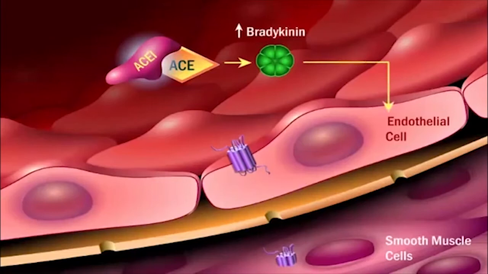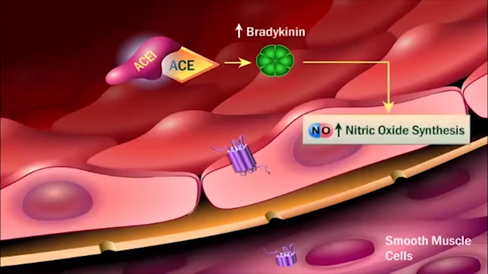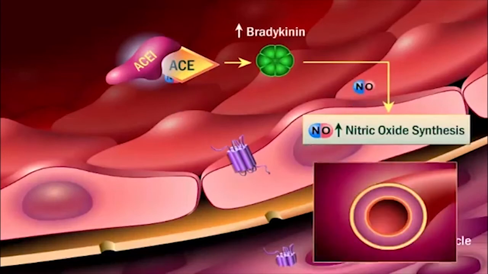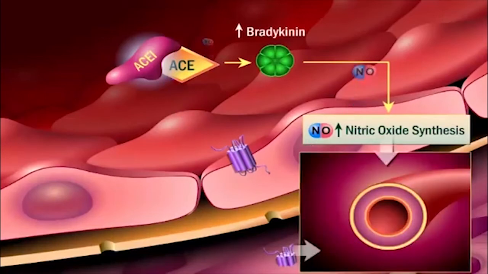Additionally, ACE catalyzes the degradation of bradykinin in the kallikrein system. When a patient is given ACE inhibitors, it will inhibit the degradation of bradykinin, causing further dilation of blood vessels and reduction in blood pressure. Accumulation of bradykinin increases nitric oxide production, which is responsible for vasodilation in blood vessels.